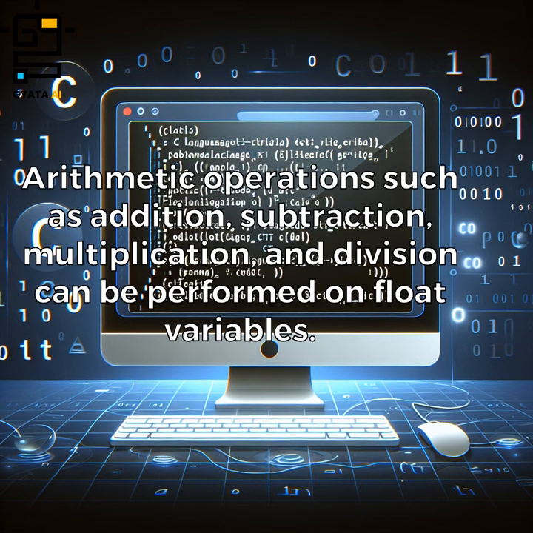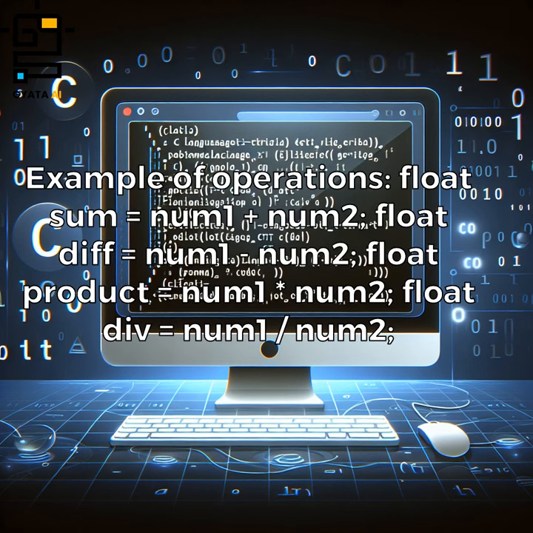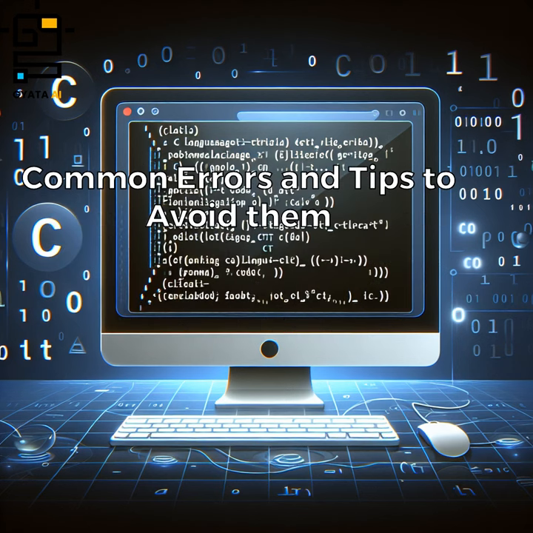Arithmetic operations such as addition, subtraction, multiplication, and division can be performed on float variables. Example of operations: float sum = num1 + num2, float diff = num1 - num2, float product = num1 * num2, float div = num1 / num2. Common errors and tips to avoid them.